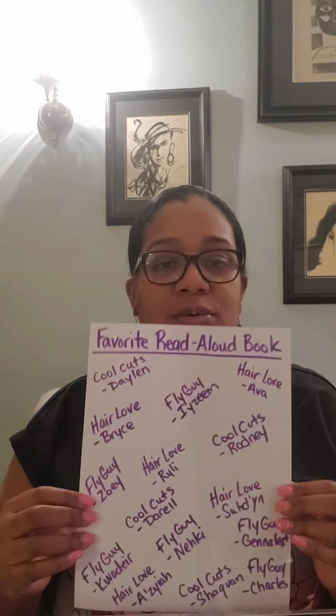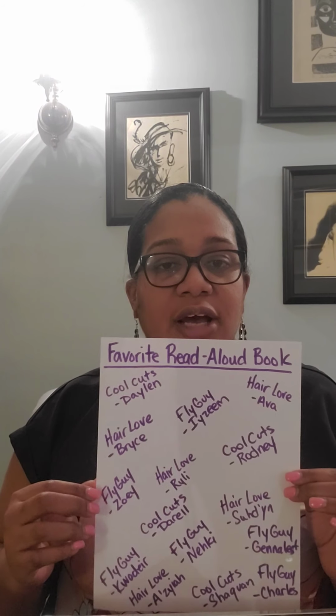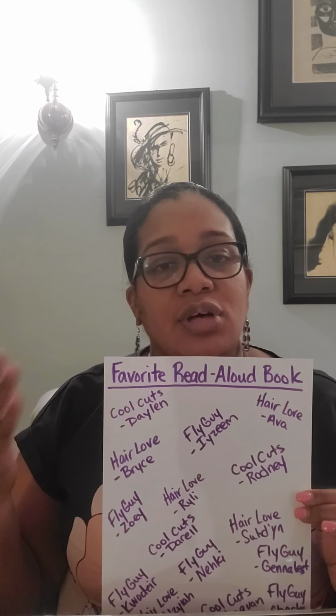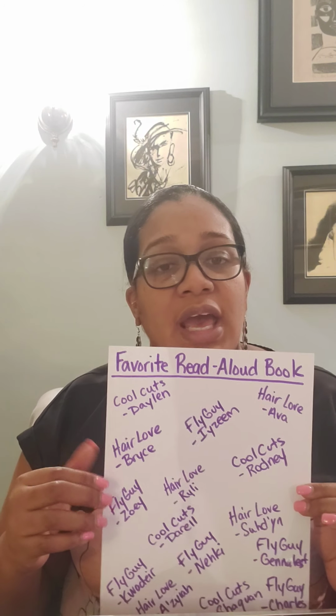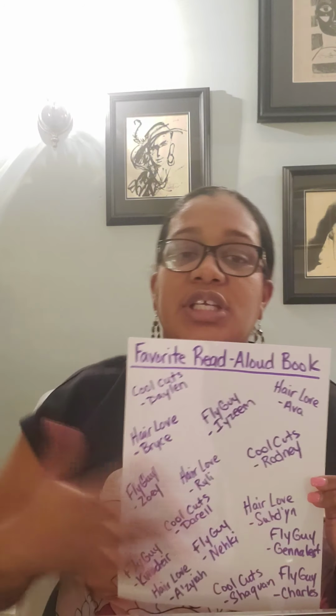All right, so let's get started. I got some information from you guys about your favorite read aloud books. And I believe I made a great table to show you all of that information. Here is my table. Now, as you can see, I have a title. I have a title on my table which says favorite read aloud book. And then I have all the information that I got.